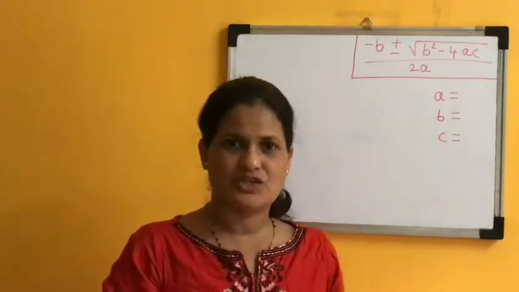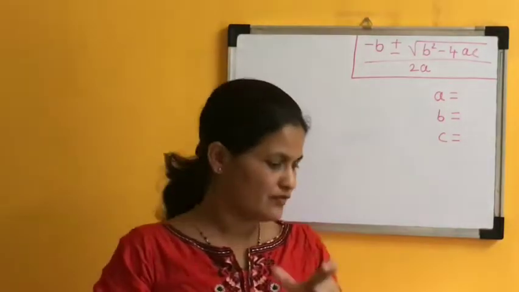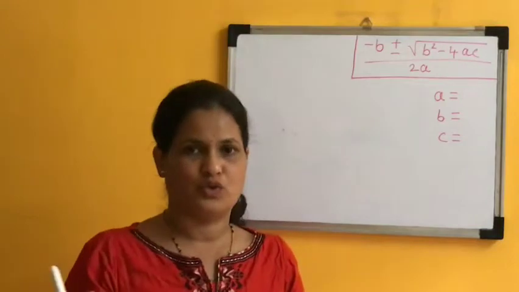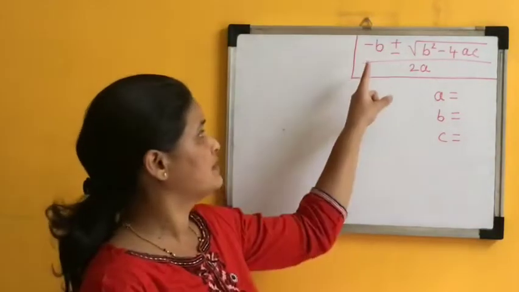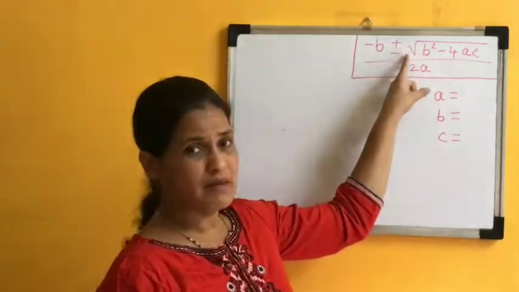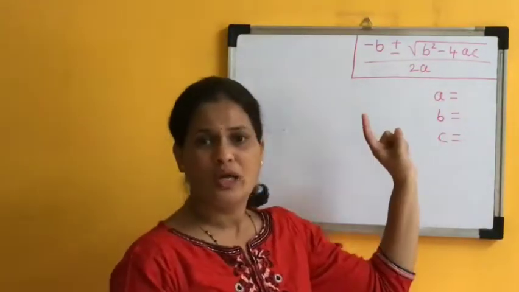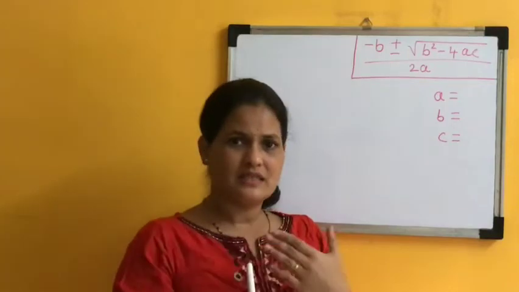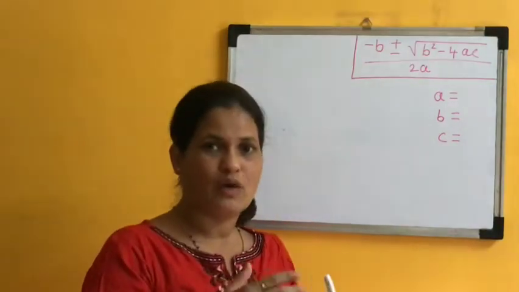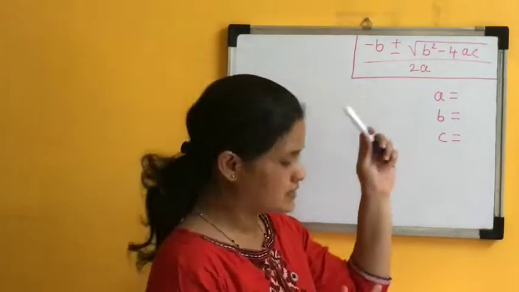So in this session we are going to learn quadratic formula and nature of roots. So what is quadratic formula? This is minus b plus minus square root of b square minus 4ac upon 2a. Now let's take few examples and check how we can find out the roots using this formula.